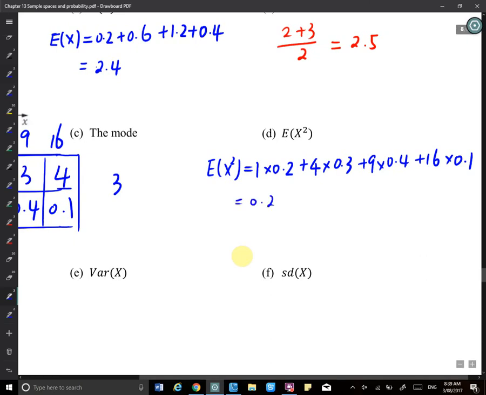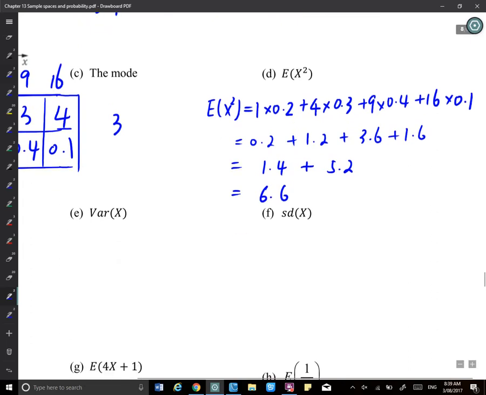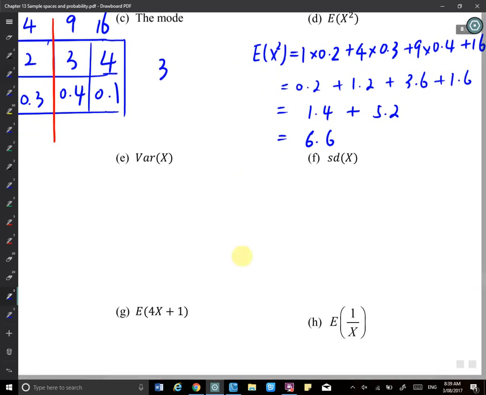So that's 0.2 plus 1.2 plus 3.6 plus 1.6. That's 1.4, that's 5.2, that gives you 6.6, which is the expected x squared. And now we're looking for the variance of x. Again, the variance of x has two formulas.